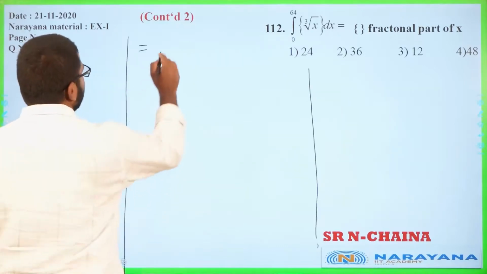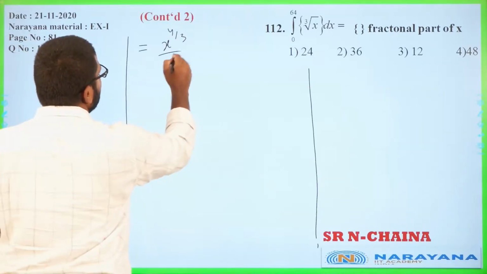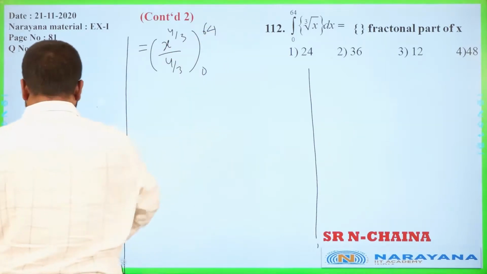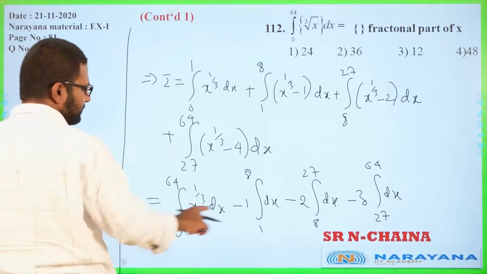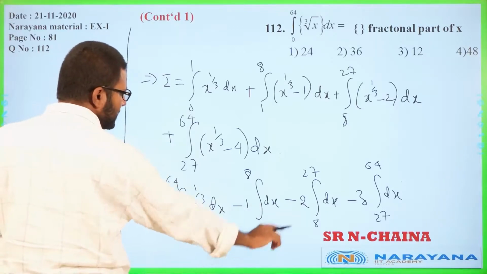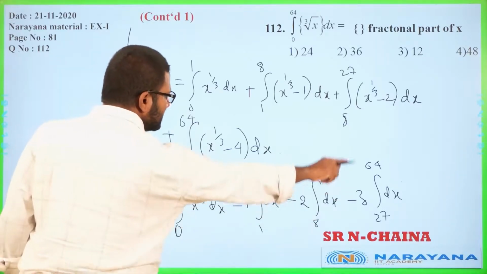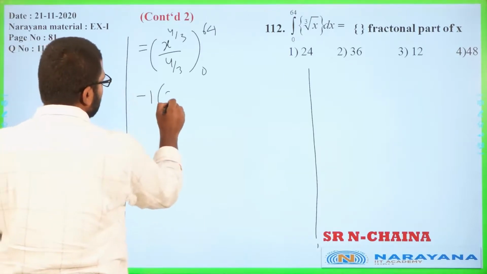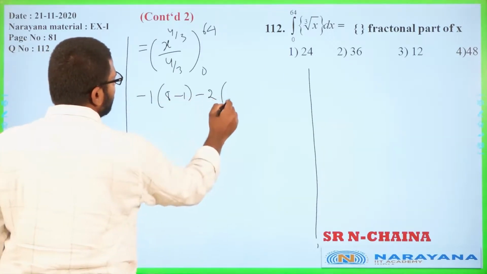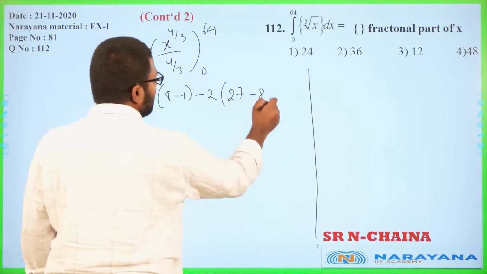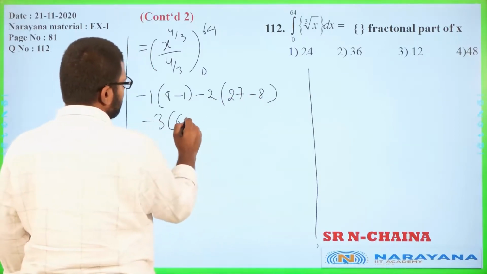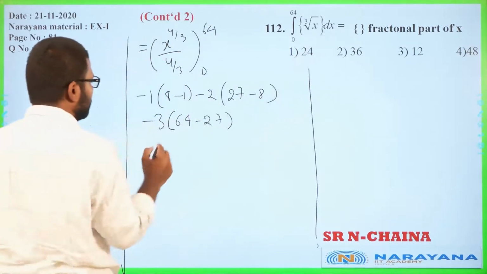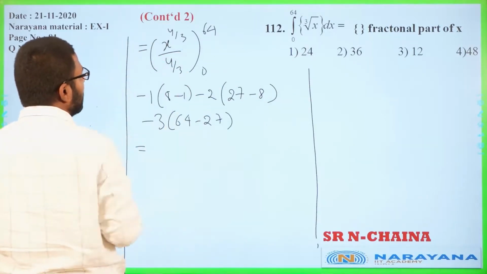So this is x raised to 4/3 upon 4/3 from 0 to 64, and minus 1 into (8 minus 1), minus 2 into (27 minus 8), minus 3 into (64 minus 27), right? Okay, it looks like it should be a small answer, although it looks like it should be a large answer.